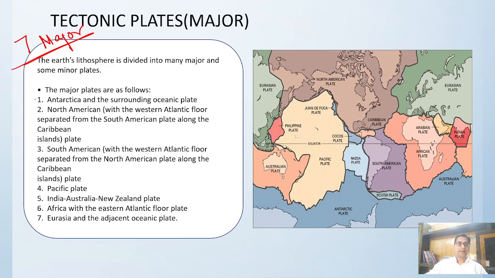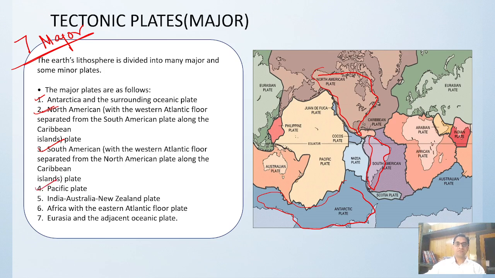That is, Antarctica and the surrounding oceanic plate. So this is the Antarctica plate, a big plate. Then the North American plate. This is the North American plate if you see, a single plate. Then we have the South American plate. Here you can see this is the South American plate. Again a big plate.